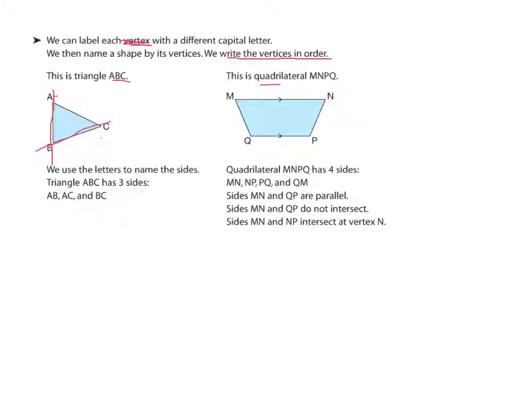Let's take a look at this quadrilateral. It's named quadrilateral MNPQ, and here we could say that line MN is parallel to line QP, but line MQ and line NP would eventually intersect.